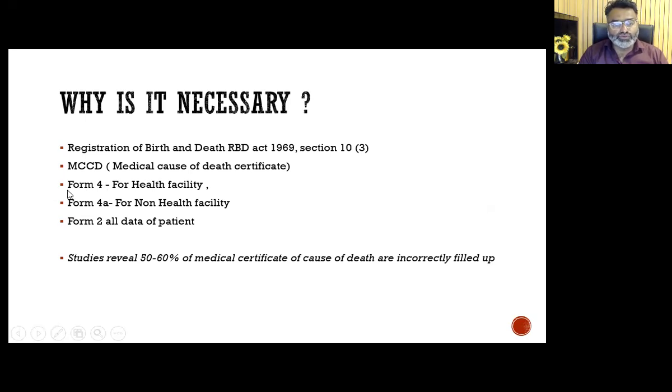And there is one form which we fill, that is form 4, that is for all health facilities. Non-health facility deaths are to be registered on form 4A. And along with this form 4, we get form 2, wherein we fill all the demographic data of the patient.